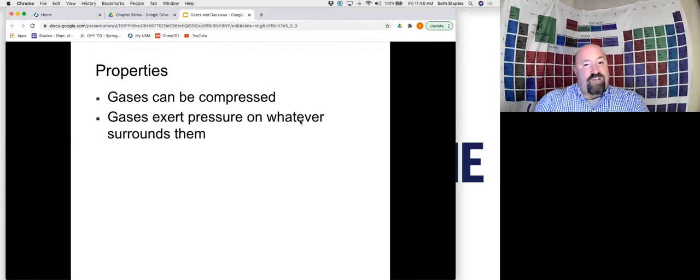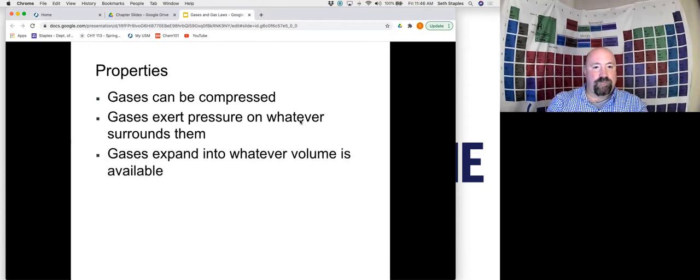Gases exert a pressure on whatever surrounds them. We'll be talking about pressure a lot in the upcoming lecture, so I'll save talking about that much for now. As we talked about way back in the beginning of the semester, gases always expand into whatever volume is available. And so in that way, gases will take the shape of whatever container that they're in.